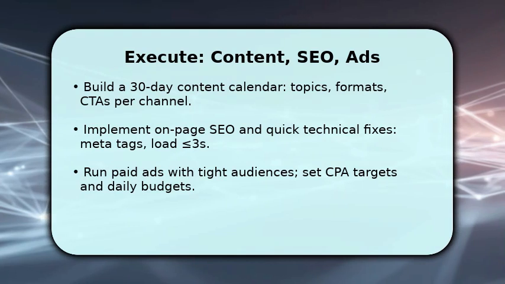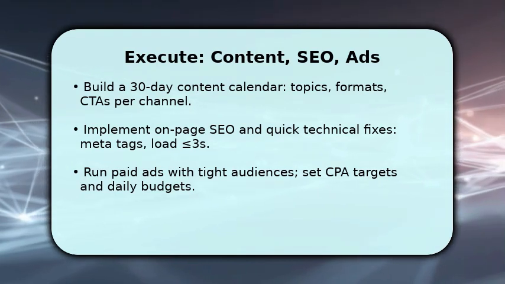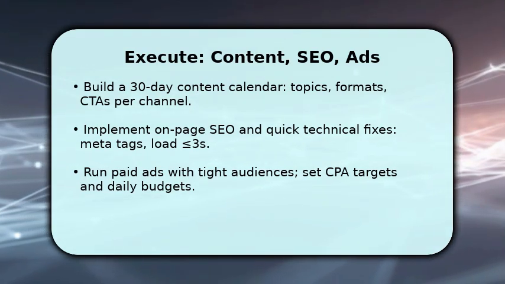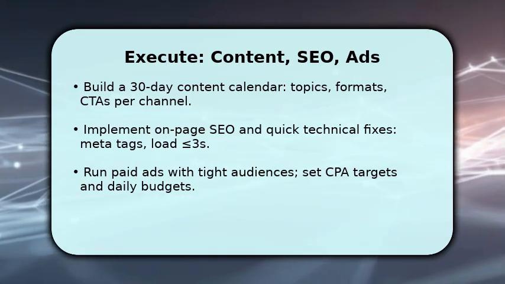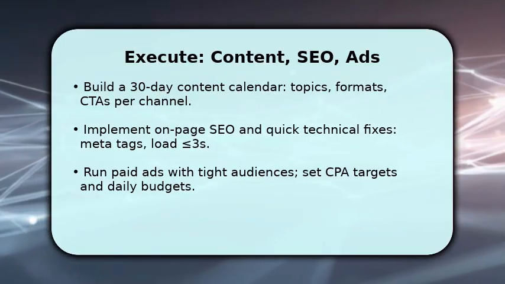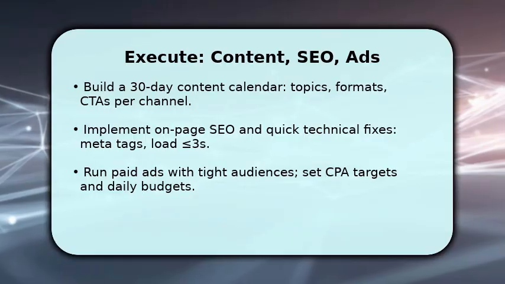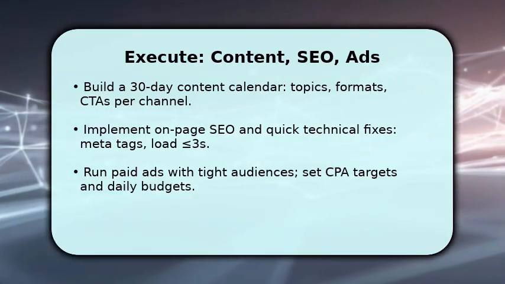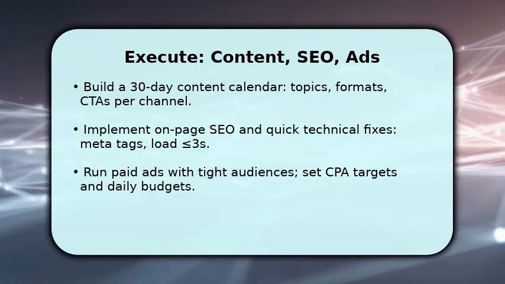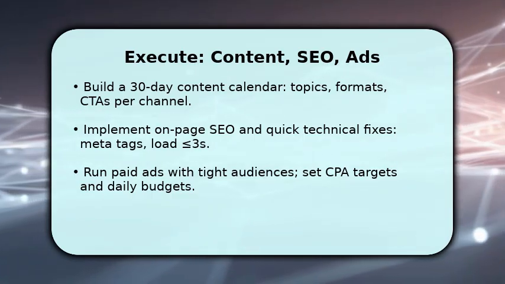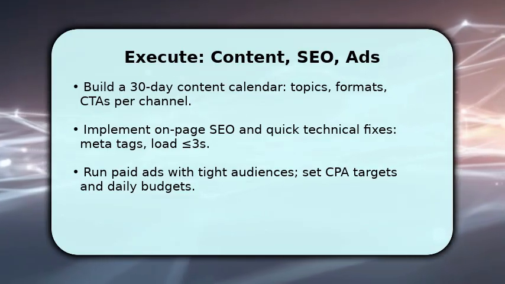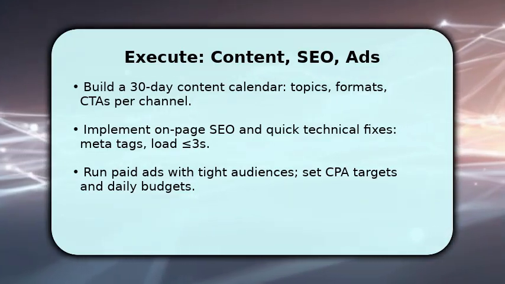You now shift to consistent execution. Create a 30-day content calendar that ties topics to your goals and maps one CTA per asset. At the same time, optimize on-page SEO, titles, meta descriptions, and site speed so organic traffic can scale. For paid channels, launch tightly targeted audiences, monitor CPA versus goal, and use small budget increments to test creatives. Make sure to link email sequences to capture leads and automate follow-ups, so every visitor has a clear next step.